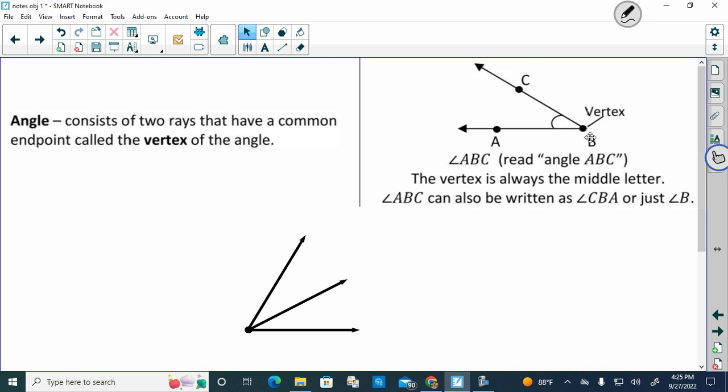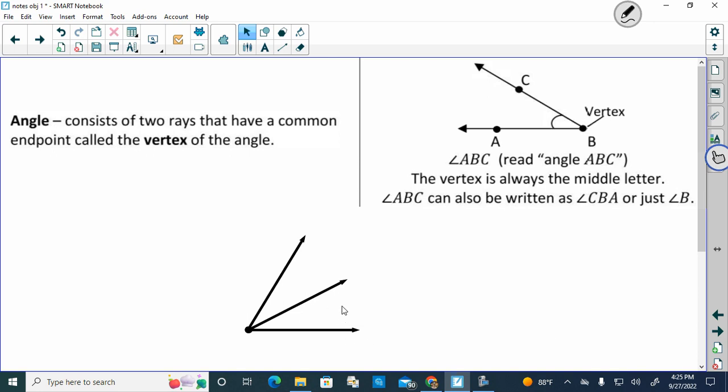Okay, and that letter, the B, is always going to be that middle letter. So you can't say angle CAB, because then you would say that A is your vertex, and it's not the vertex. B is the vertex. So it's always the middle letter.